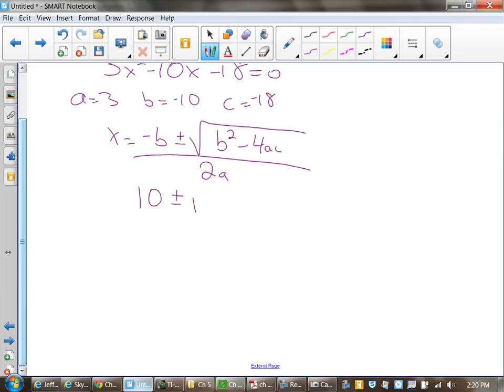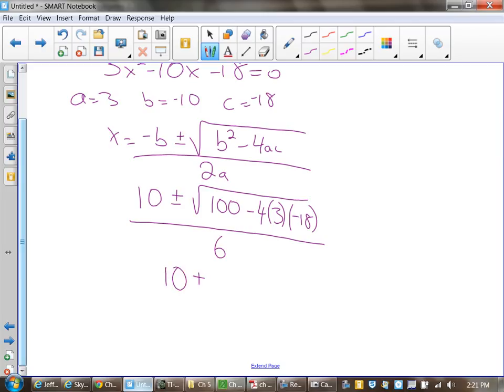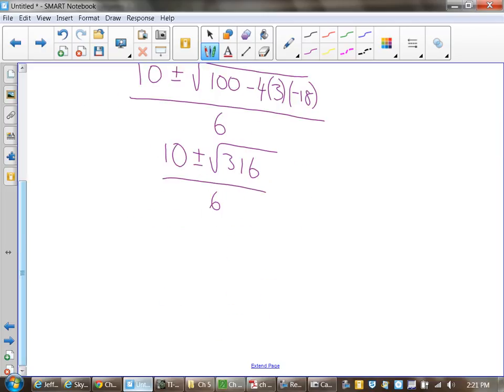10 plus or minus the square root of 100 minus 4 times 3 times negative 18, plus, all over 6. 4 times 3 times 18, 216. Add the 100 to it. I get 10 plus or minus the square root of 316 all over 6.